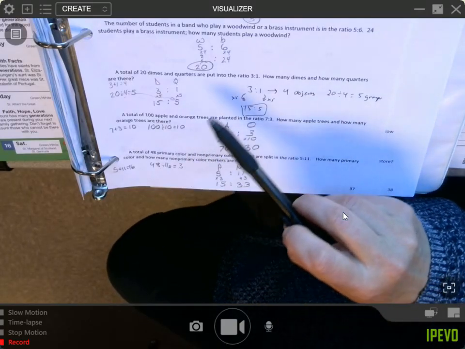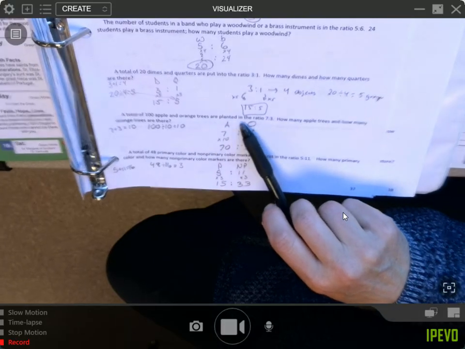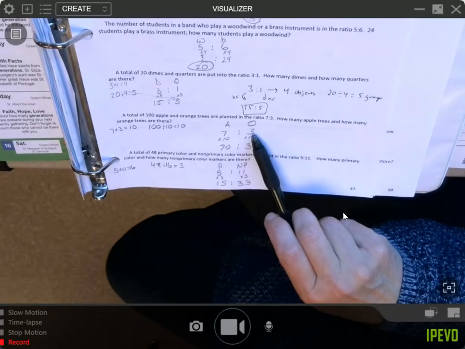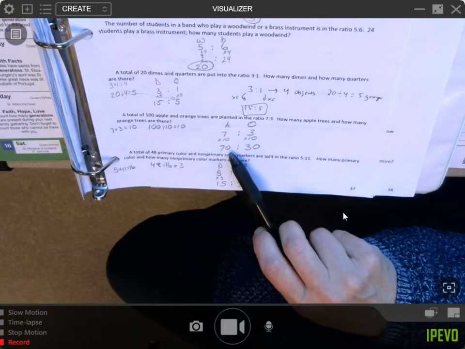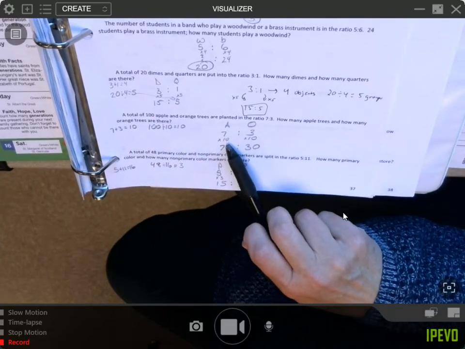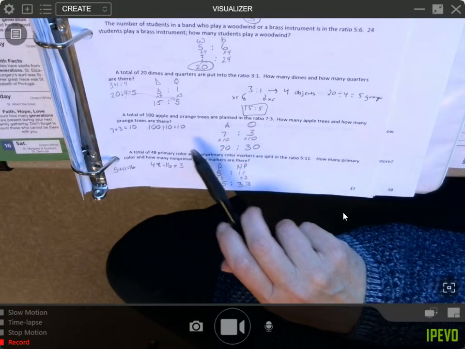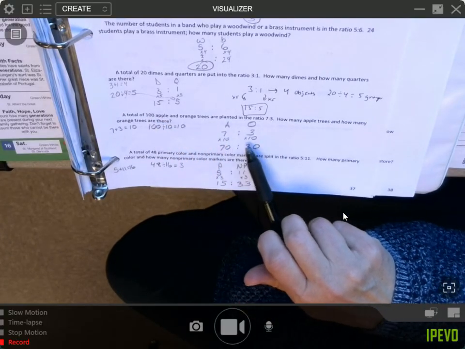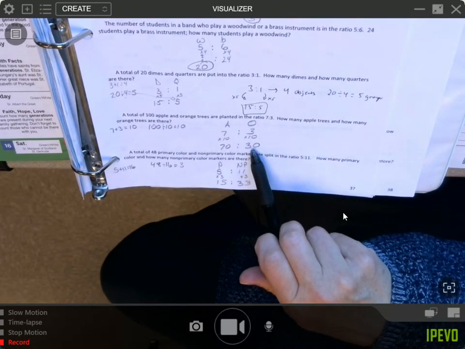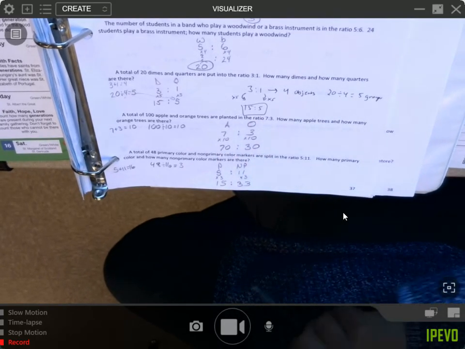Okay. All right. A total of 100 apples and orange trees are planted in a ratio of 7-to-3. Apples to oranges, 7-to-3. How many apples and how many orange trees are there? It's the same thing. We have 100 total. So we need to see what we multiply the apples and oranges by to get them to add together to be 100. We can multiply each side by 10. 70 plus 30 is 100. So 70 apple trees, 30 orange trees.